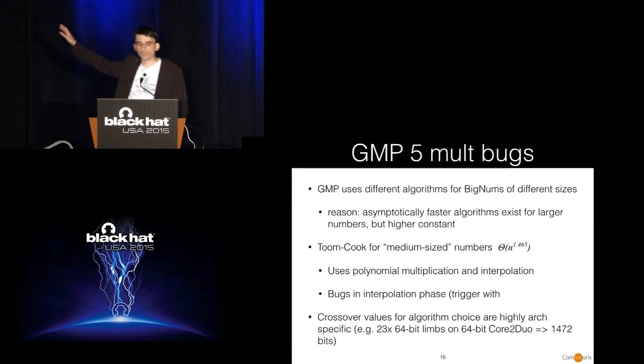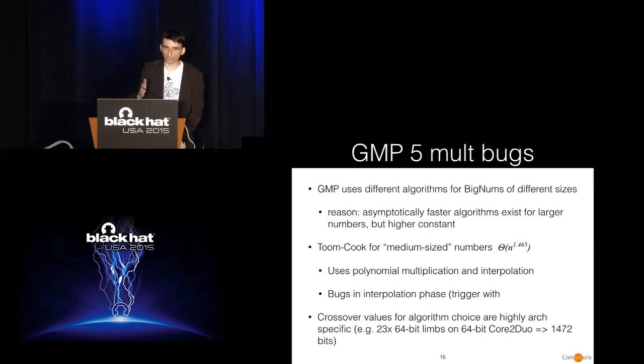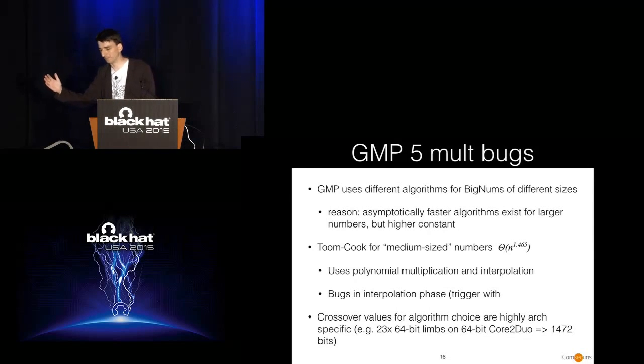The bug here is in one of the middle tier ones. It's in the so-called Toom-Cook algorithm, and this is Theta(n^1.465) in terms of complexity. So the constant here is much larger. That's why they have a cutoff point. Only if you have big integers that are bigger than, for the Core 2 Duo, 1,400-something bits, only then will this algorithm be used.